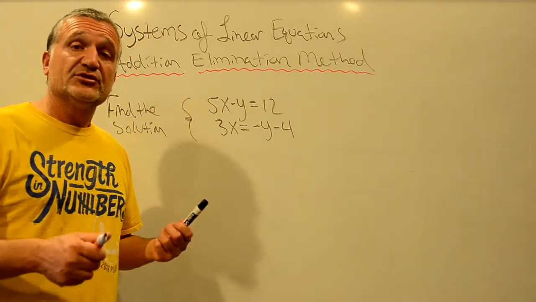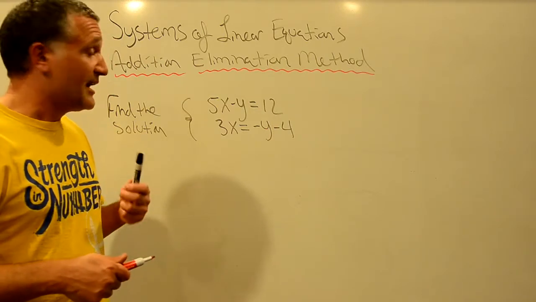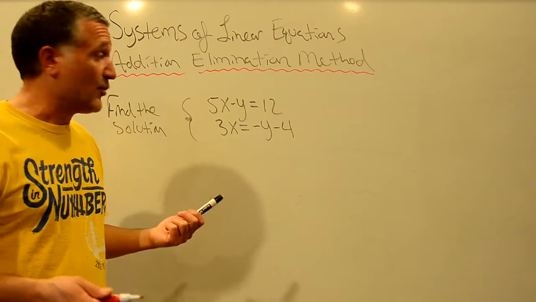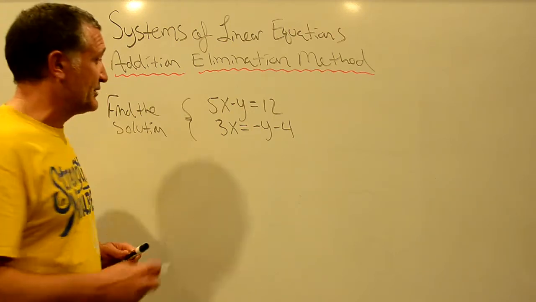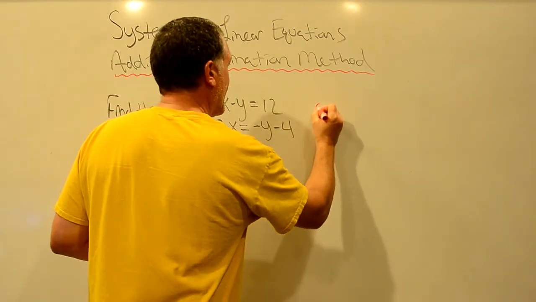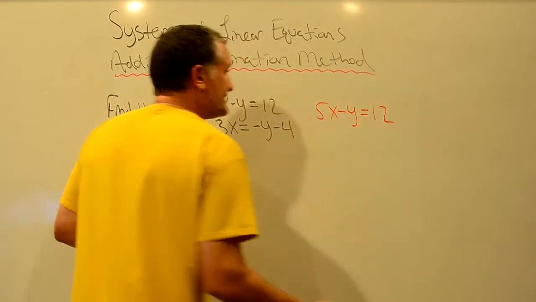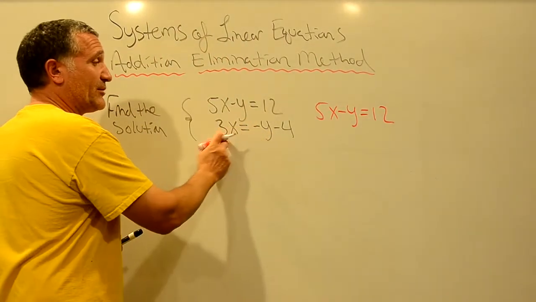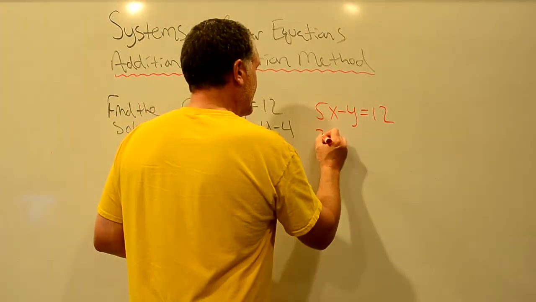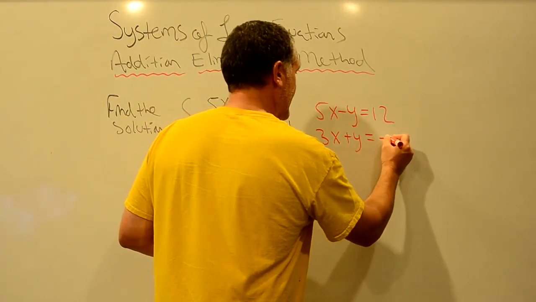Now the key to the addition elimination method is first off putting them in the right form. So we want to put both these equations in standard form. The top equation I'm going to rewrite as 5x minus y equals 12. The second equation I'm going to put in standard form by adding y to both sides. So I would end up with 3x plus y equals -4.